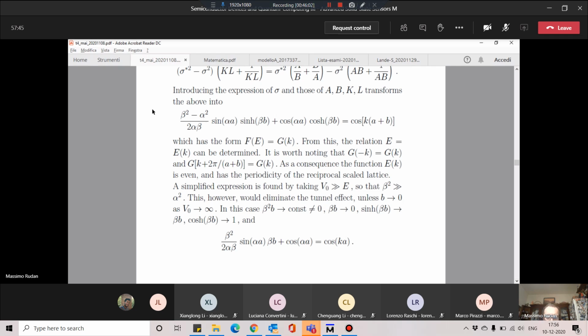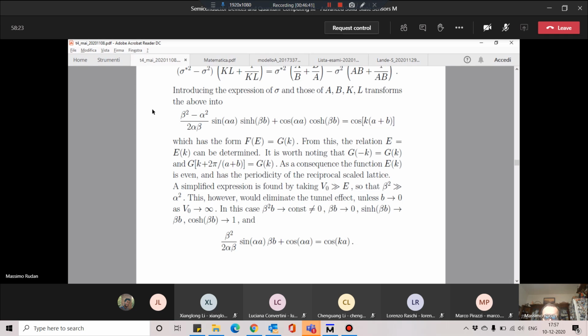So I read it for you. It is beta squared minus alpha squared divided by 2 alpha beta. This multiplies the sine of alpha A and the hyperbolic sine of beta B plus cosine of alpha A times hyperbolic cosine of beta B. This is equal to the cosine of k times A plus B.